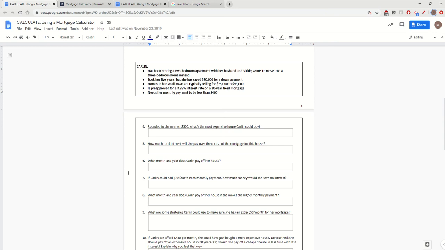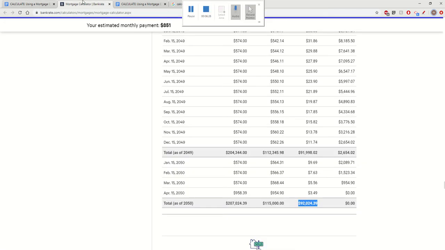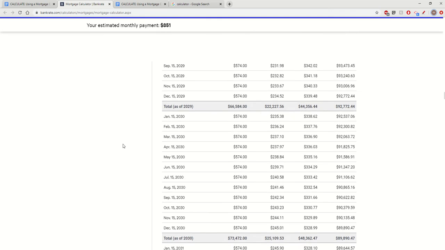She has a 3.89% interest rate, pre-approved, 30-year fixed mortgage. Remember, fixed is pretty good whenever you're looking for a mortgage when interest rates are really low, like they are right now. But she has a condition. She can only pay $400 for her monthly payment. It has to be less than 400. So let's take a look when we put in that information.